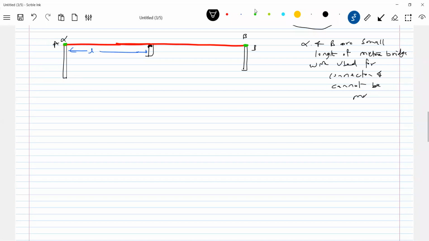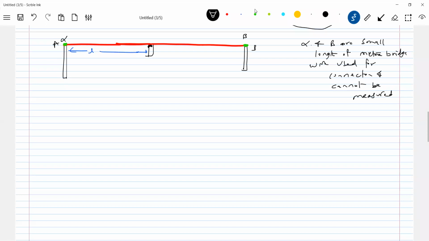I'm using specifically the words cannot be measured, because that particular wire is used to make connections or to put a knot. Can you measure the length of the knot? Not possible. So when you say the balancing length is L, it's wrong. What should be the balancing length? Alpha plus L. Okay, getting the idea now? So now this has to be taken care of.